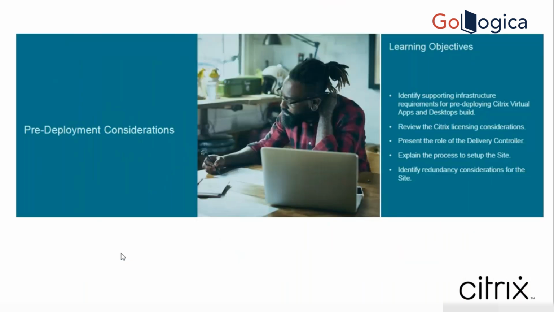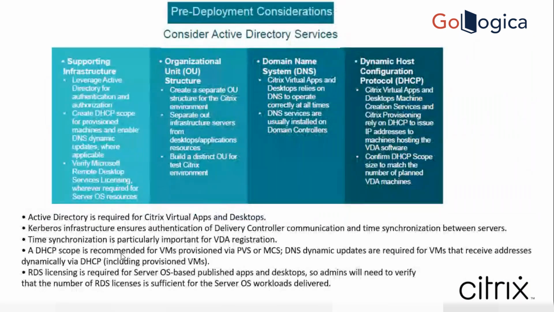Now we will see the pre-deployment considerations. For deploying this virtual app and desktop, what are the requirements? The first requirement is the Active Directory. Active Directory is required for Citrix virtual app and desktop. Then Kerberos infrastructure ensures the authentication of the delivery controller.